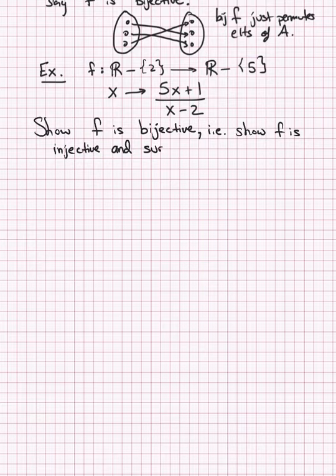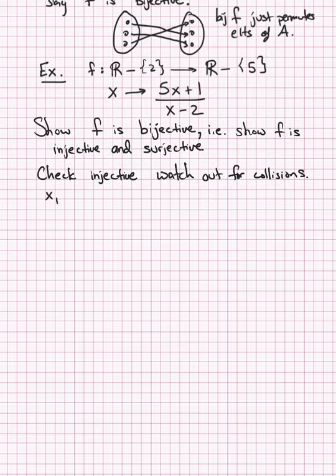And surjective. Okay, so let's do injective first. So to check injective, you watch out for collisions. Right? You don't want to have two elements map onto the same element. So you suppose that you have x1 and x2 in the domain, so that f of x1 and f of x2 are the same in the range.